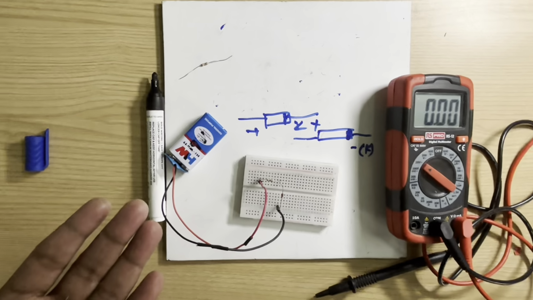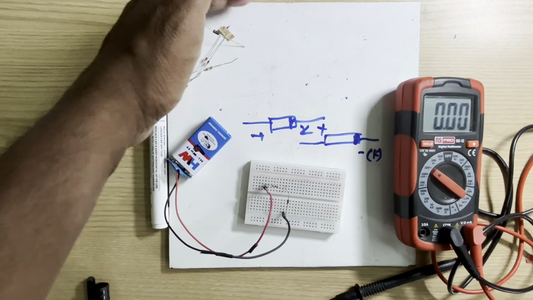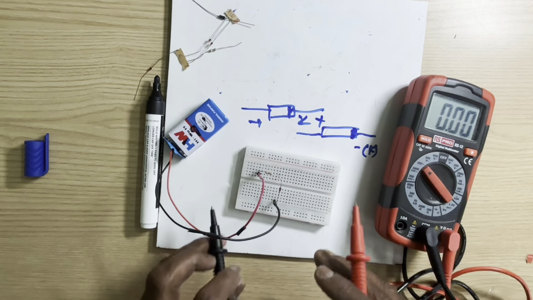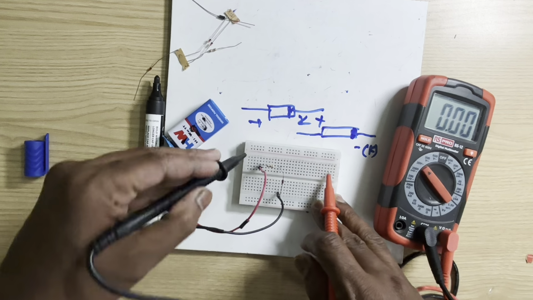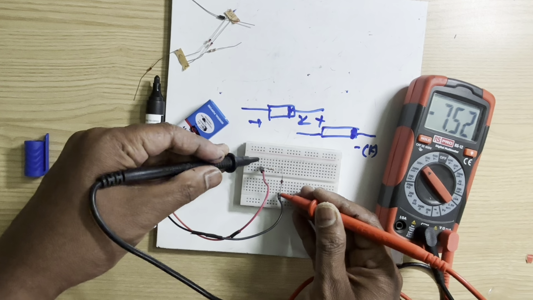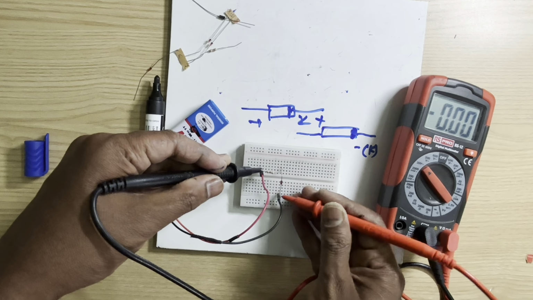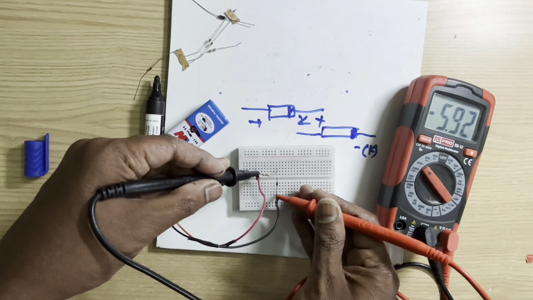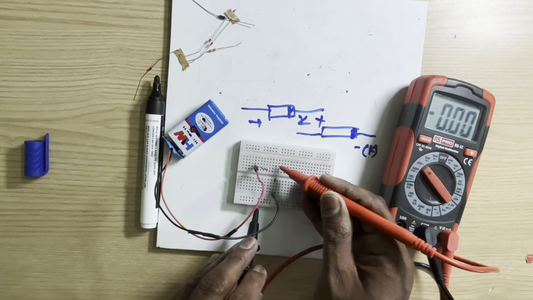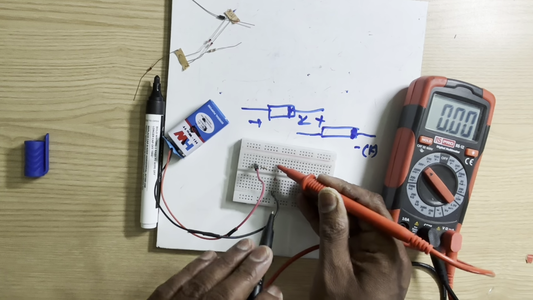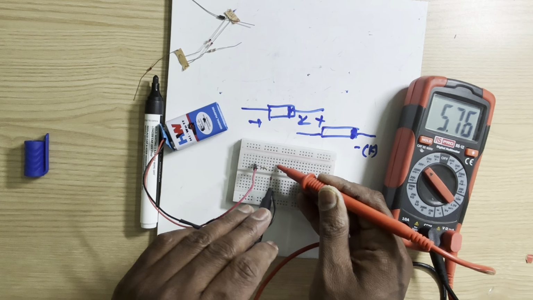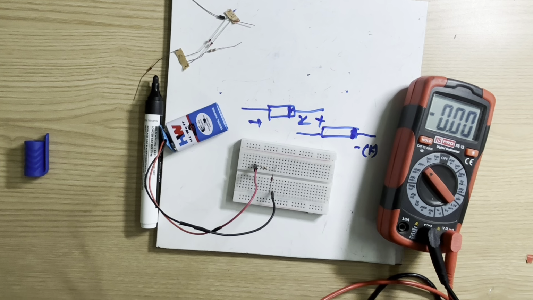So let's draw the circuit of this regulation. Our agenda is to understand how the voltage is regulated. I have made a circuit. If you see the input, it's something like 7.3 volts, and the output should be 5.6 volts or near 5.6 volts, because the specification of this Zener diode is 5.6 volts.